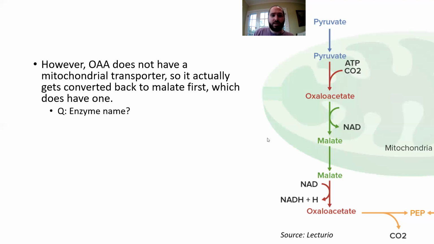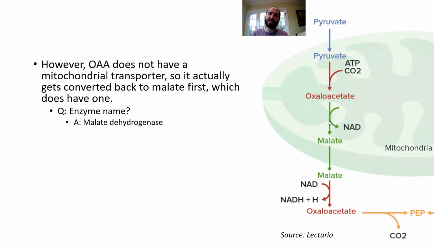Oh yeah, and then what's the name of the enzyme that performs this step here? Name of the enzyme that can convert between malate and oxaloacetate is? We said that's a redox reaction, so it probably is a type of dehydrogenase. Which one? Malate dehydrogenase, excellent.